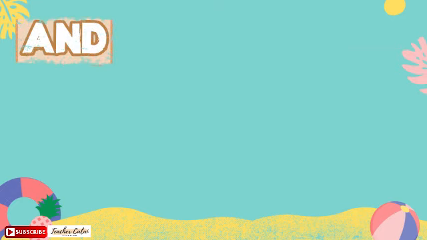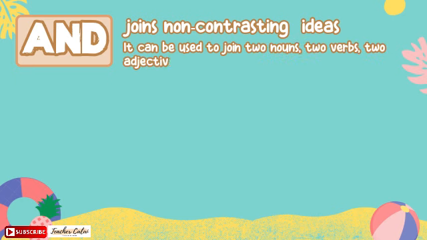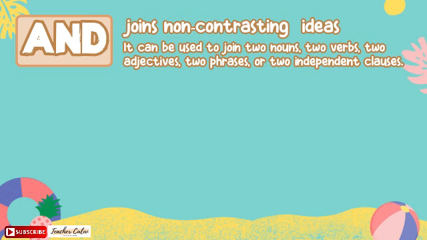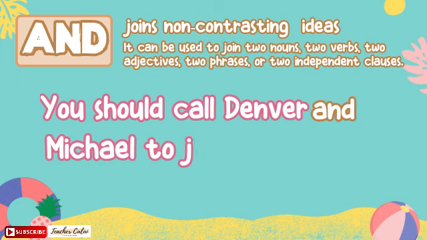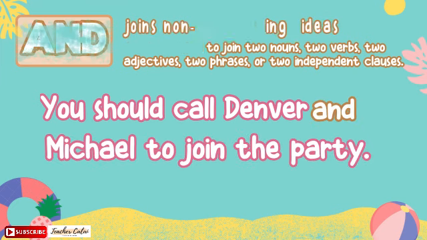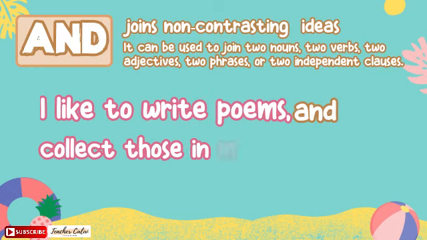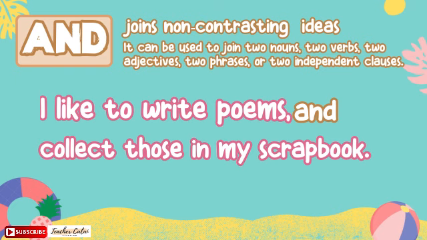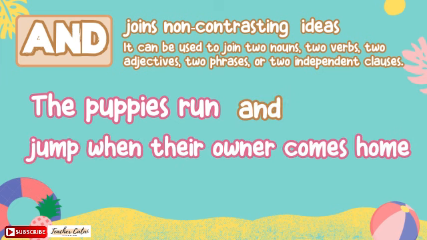Next is A, which stands for "and," which is used to join non-contrasting ideas. It can be used also to join two nouns, two verbs, two adjectives, two phrases, or two independent clauses. Example: You should call Denver and Michael to join the party. I like to write poems and collect those in my scrapbook. The puppies run and jump when their owner comes home.